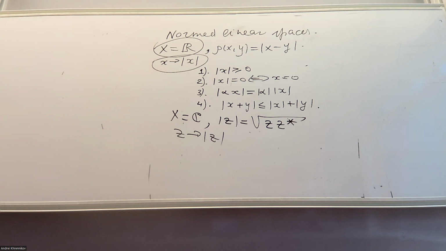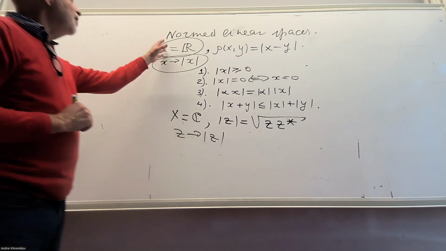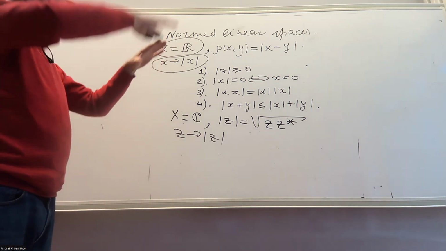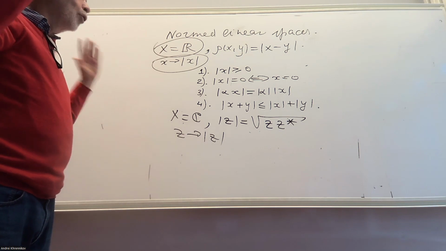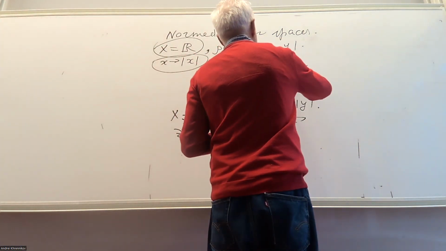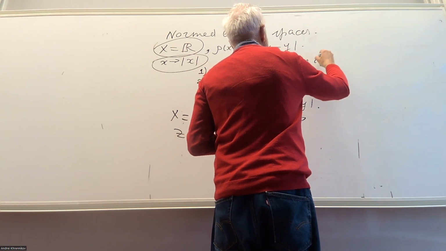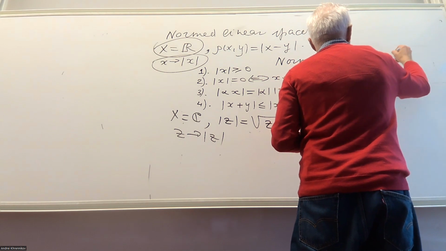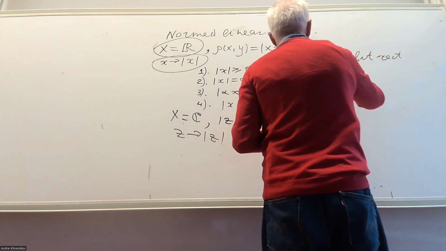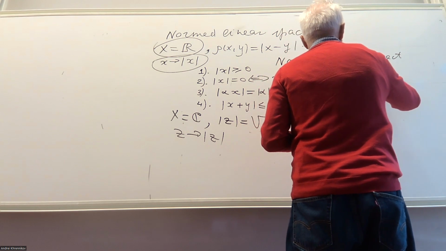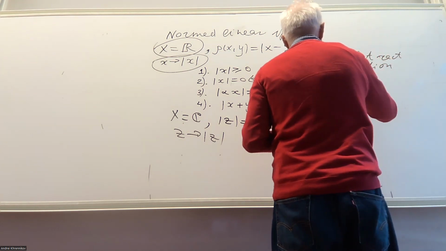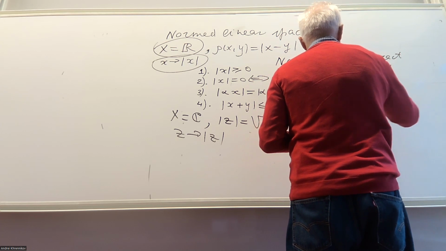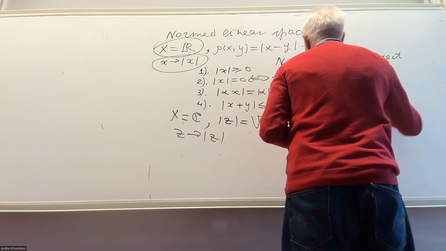Now let us declare that these are axioms, and we will get a new notion. So the absolute value on the reals and the absolute value on the complex numbers we unify under the abstract notion of norm. So a norm is an abstract generalization of the absolute value of x and the absolute value of z.